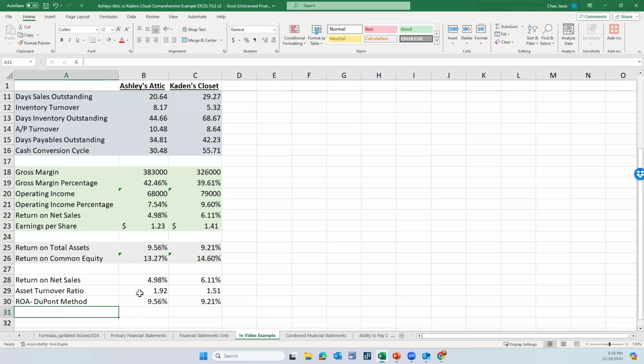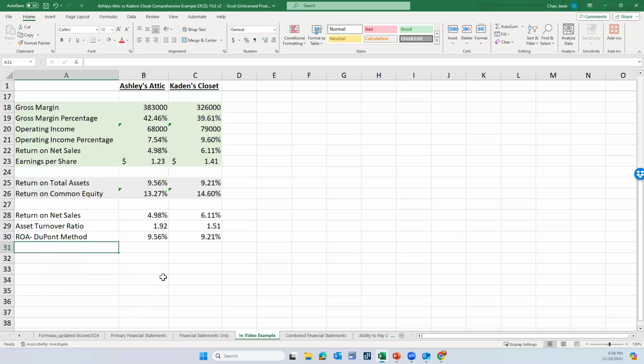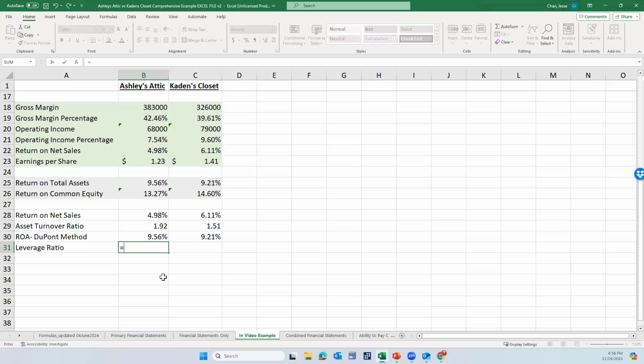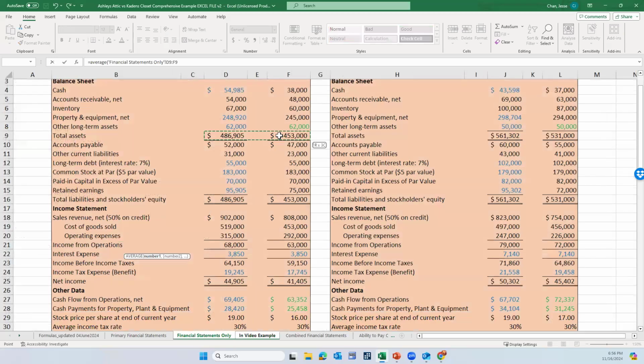But now we need to explore why Kadens Closet has a higher ROE, return on equity. So we're going to compute one additional ratio. This is the leverage ratio. And the leverage ratio is going to be average total assets divided by average common equity. So average total assets, for Ashley's Attic, that's this number, divided by average total equity. So for total equity, remember we have to construct the sum here of these numbers and these numbers in our formula. So if you're looking at our formula, it looks a little messy here, but it's because we're not doing any subcomponent calculations here.